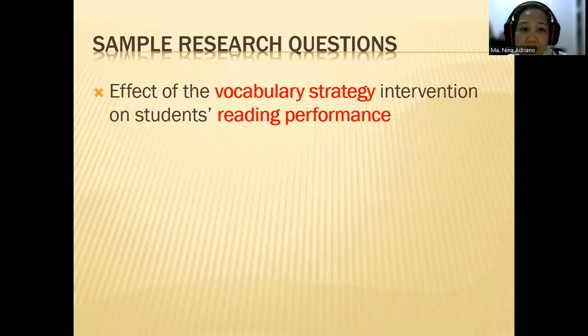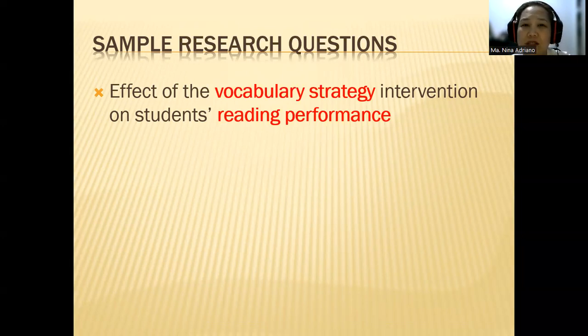Another example is this topic, effect of the vocabulary strategy intervention on students' reading performance. So you have two variables here. You have the vocabulary strategy and the reading performance. So the vocabulary strategy, if you're going to do an RRL, should be one of the headings. And then every study that used vocabulary strategy, discuss it under that. And then the second variable is reading performance.